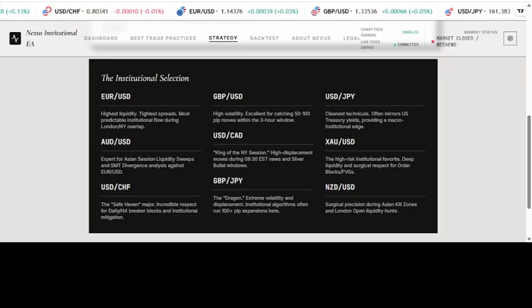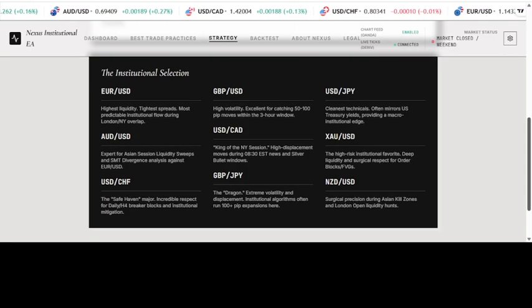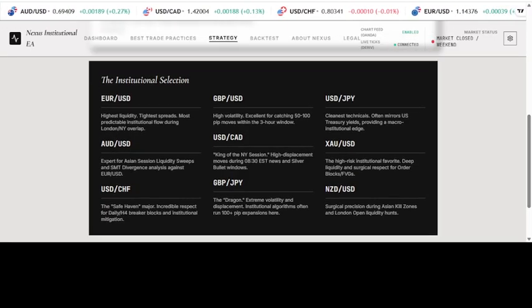Then we have the Great British Pound, Japanese yen, which I know a lot of people love to trade. There's extreme volatility, and the institutional algorithms often run nice pip expansions. Then we have the New Zealand dollar, US dollar, which is also for those Asian traders. I know Asian traders love to trade this asset. It works very well with this particular asset, surgical precision, Asian kill zones, and London open liquidity hunts. So these are some of the factors that went into why I chose these particular assets to trade. Okay.